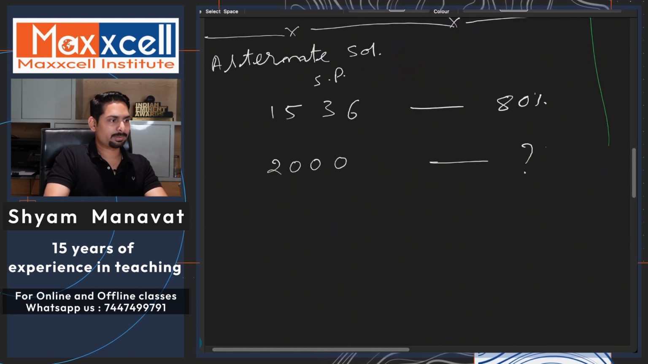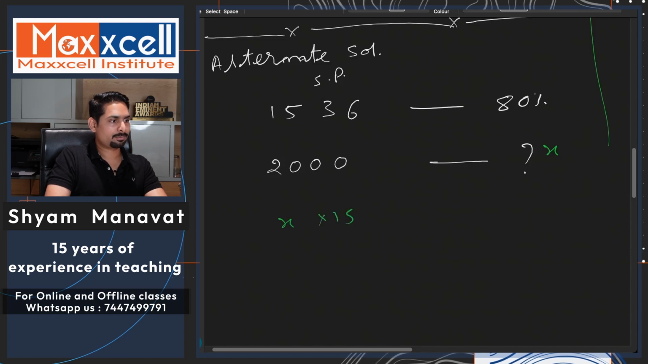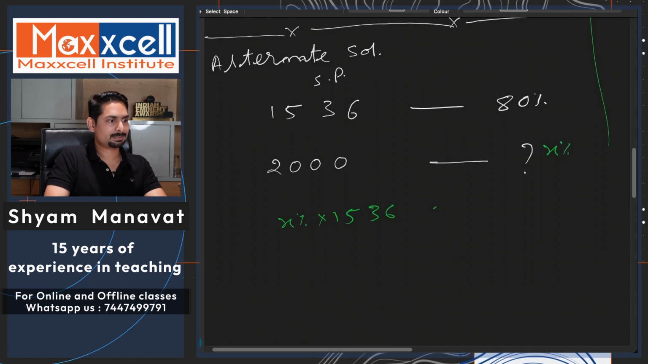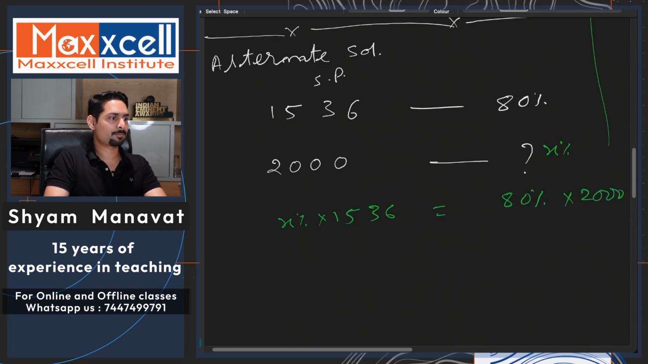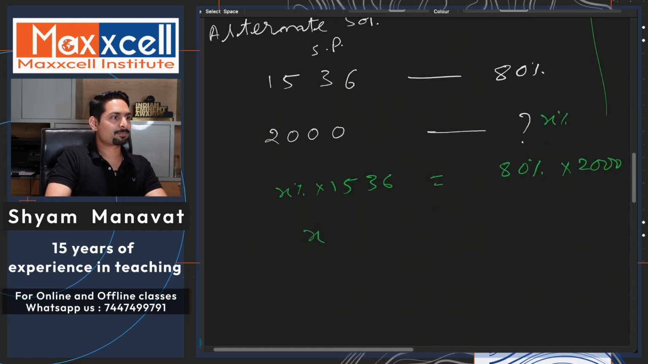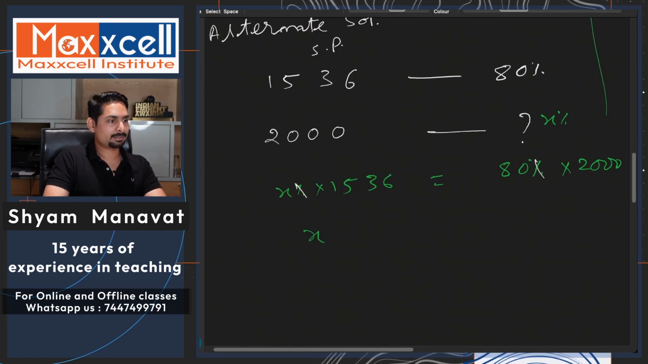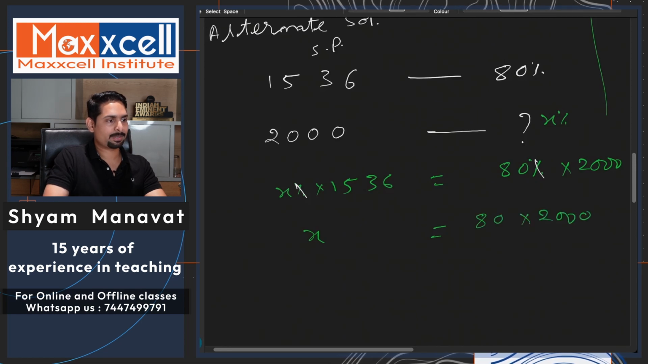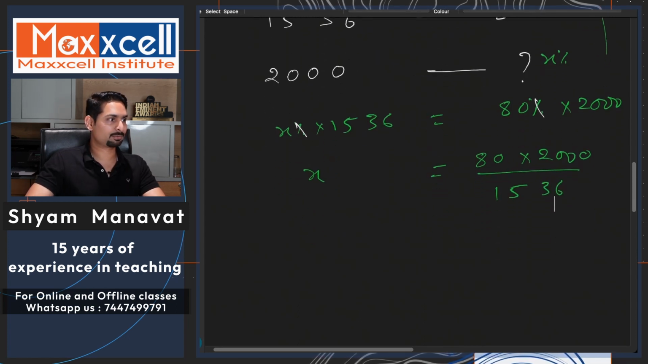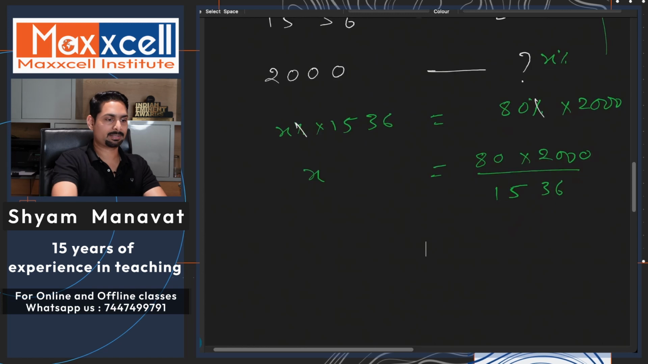So let me call this x. When I cross multiply, I have x into 1536. I have percentage also, because here we need to find out percentage. This is 80% into 2000, right? So let me cancel this percentage with percentage, and here x is equal to 80 into 2000 by 1536. If you do the calculation, you will get your answer.